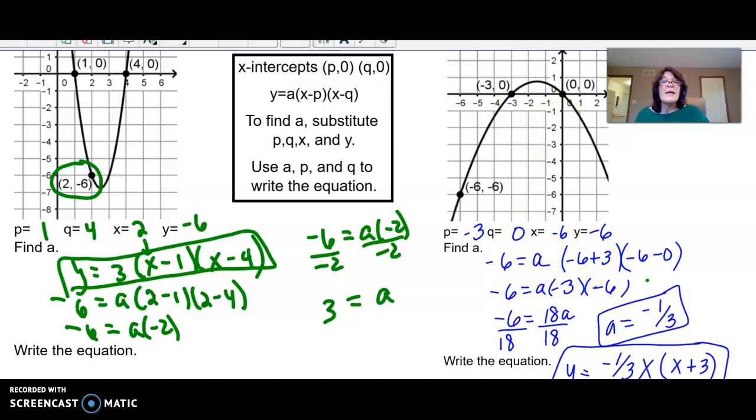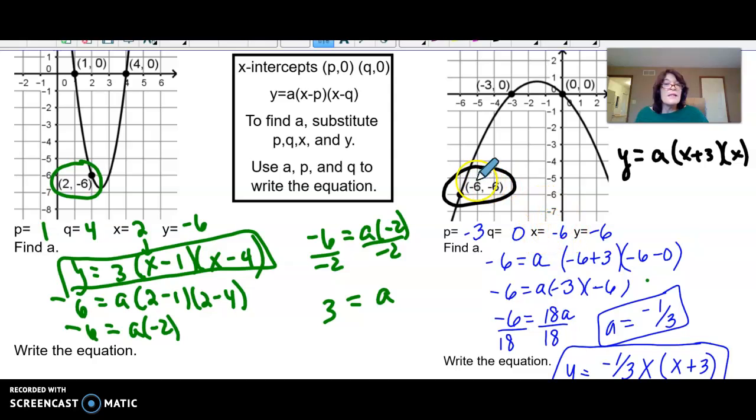So right away, as soon as you have the intercepts, you should be able to write y equals some letter a times x minus -3, so I'm going to write x plus 3, and x minus 0. I'm just going to write x. Okay, that's close, but we need to know what a is. So that's when we use this other point.